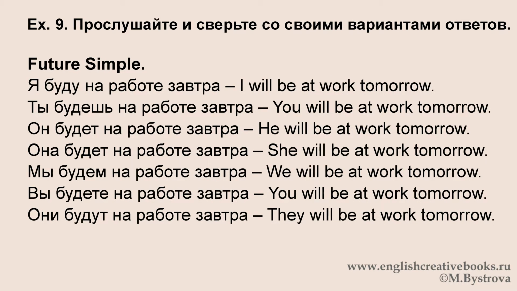Future simple. Я буду на работе завтра. I will be at work tomorrow. Ты будешь на работе завтра. You will be at work tomorrow. Он будет на работе завтра. He will be at work tomorrow. Она будет на работе завтра. She will be at work tomorrow. Мы будем на работе завтра. We will be at work tomorrow. Вы будете на работе завтра. You will be at work tomorrow. Они будут на работе завтра. They will be at work tomorrow.